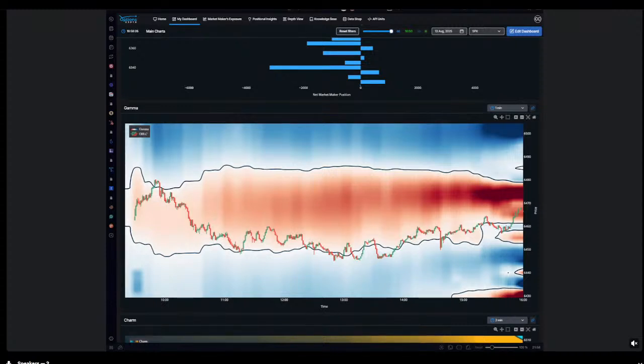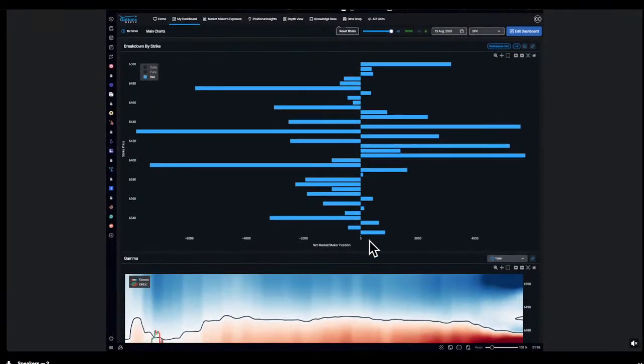Charm doesn't show me anything. I think those charm values are on Unusual Whales. Unusual Whales has Periscope, which is supposed to be their alternative to options depth, in that they're showing you market maker positioning.